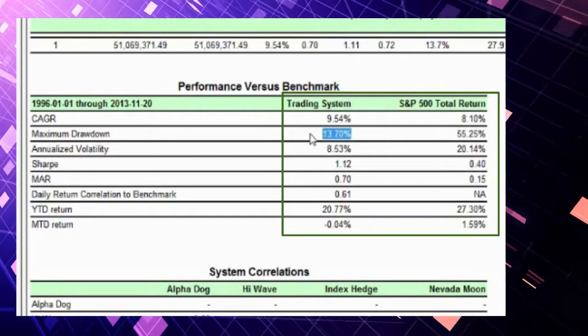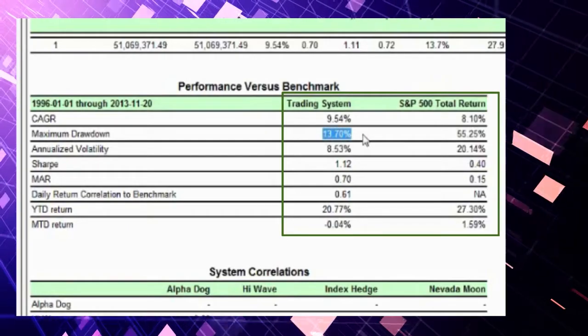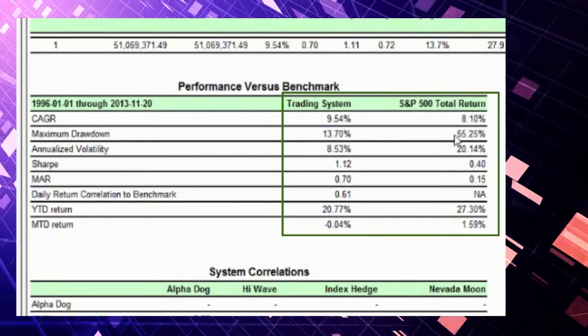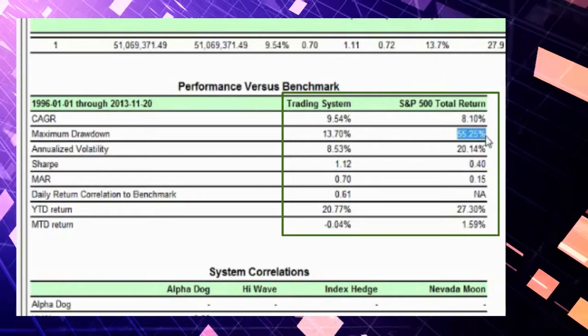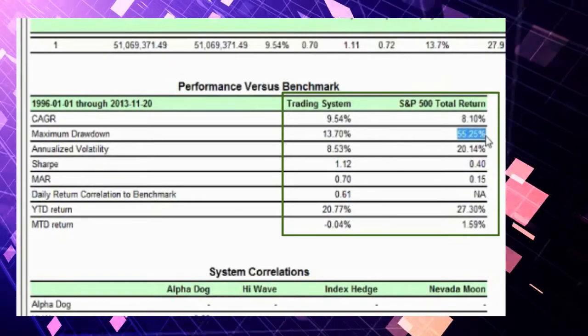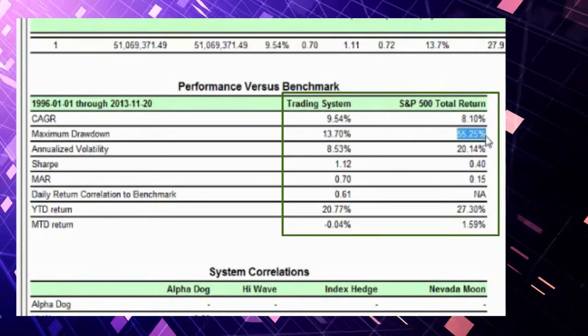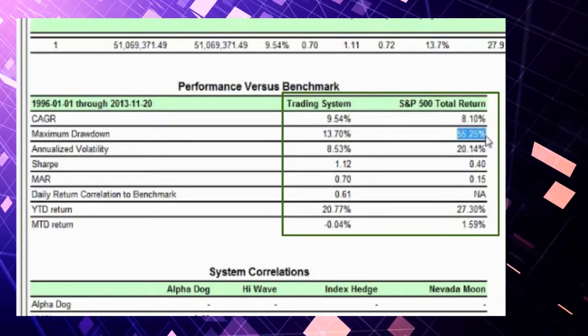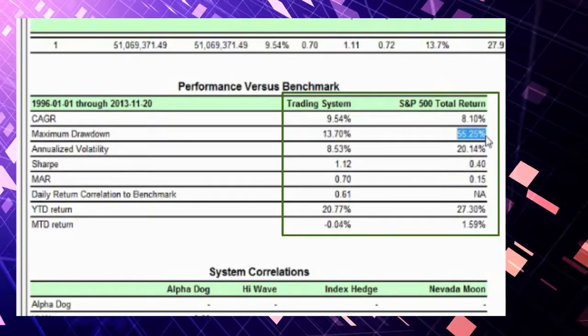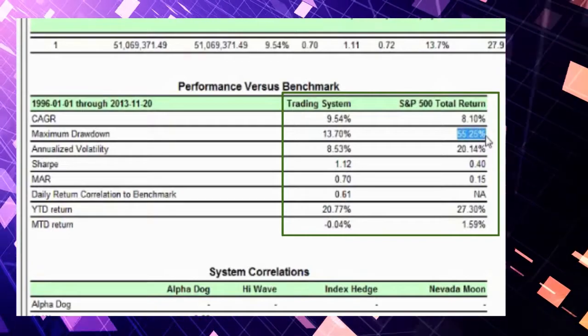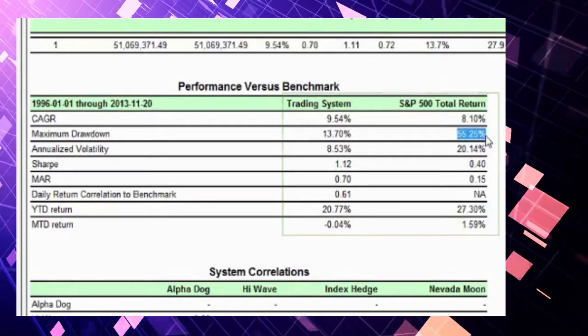We had a maximum drawdown in this hypothetical back test of 13.7%, and during that same time, as you recall, since the mid-'90s, the S&P has had some harrowing periods, and at one point it was actually down 55% from a high. So you can see you've got a lot less risk there.